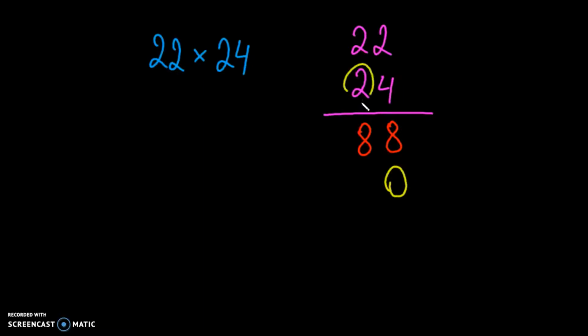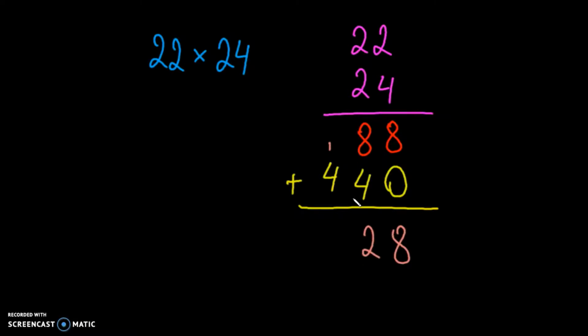Now we multiply this number by this number. 2 times 2 is 4. And this number by this number. 2 times 2 is again 4. We add the answers we got. 8 plus 0 is 8. 8 plus 4 is 12. 4 plus 1 is 5. And this is the answer. It's very simple.